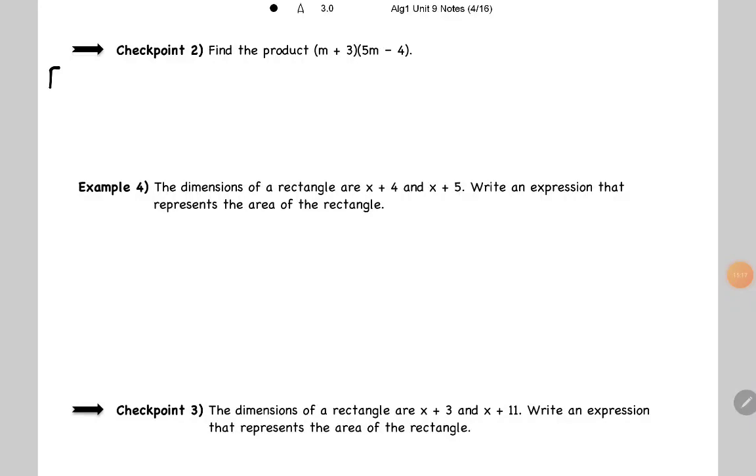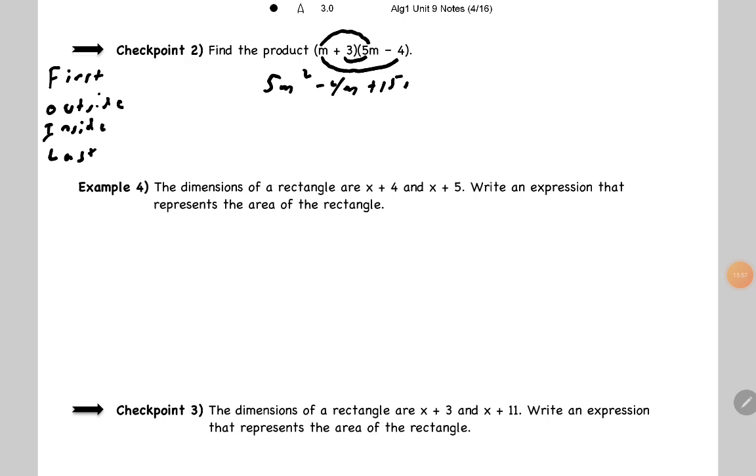Okay, so we're going to do FOIL again. First, outside, inside, last. And I'm going to do it without colors this time. So I'm going to do the first terms. M times 5m is 5m squared. And then I'm going to do the outside terms. M times negative 4 is negative 4m. And then I'm going to do the inside terms. 3 times 5m is plus 15m.